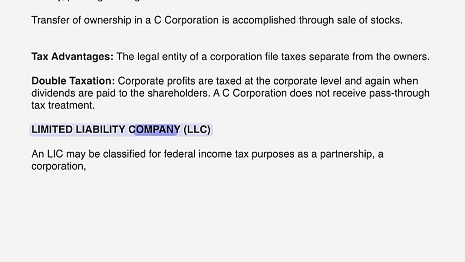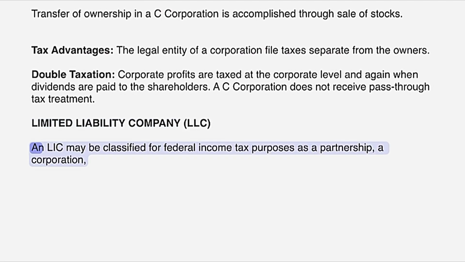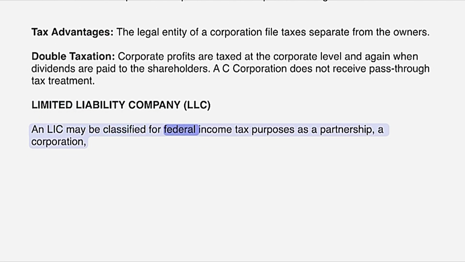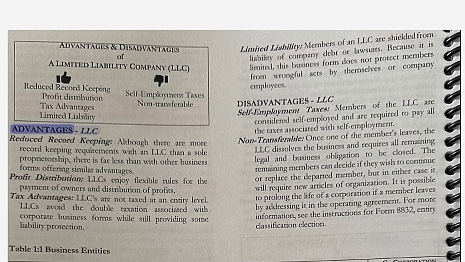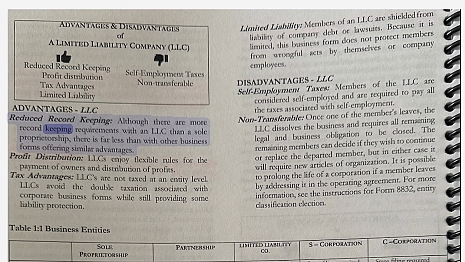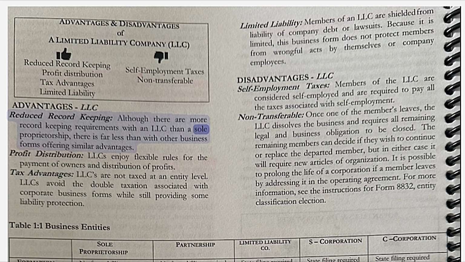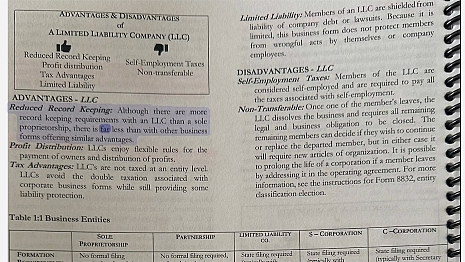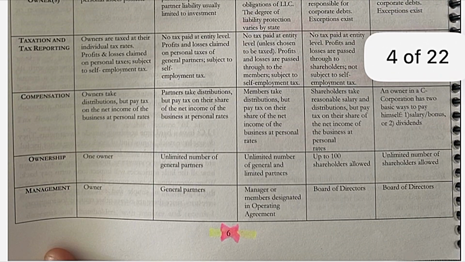Limited liability company, LLC. An LLC may be classified for federal income tax purposes as a partnership, a corporation. Advantages: LLC. Reduced record keeping. Although there are more record keeping requirements with an LLC than a sole proprietorship, there is far less than with other business forms offering similar advantages.